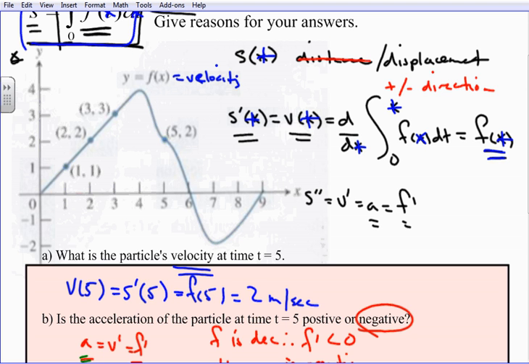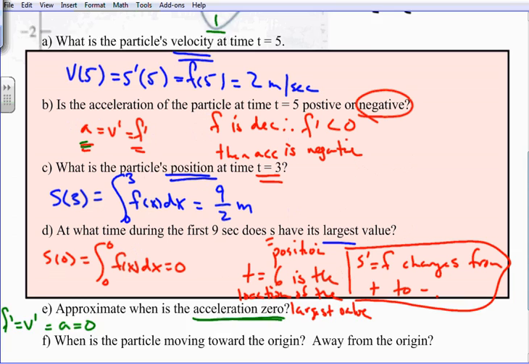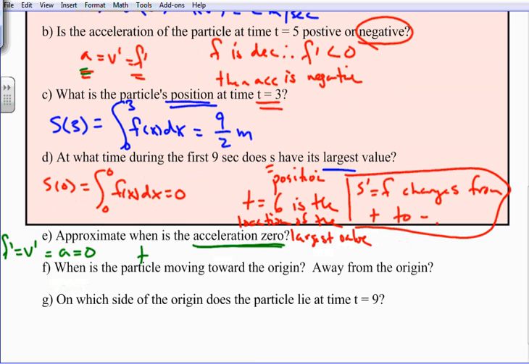Well, it appears that right here we have a slope of 0 because that's a max. And it appears that we also have a 0 there. It also appears to be a max as well. So we have a max right there, at 4 and at 7. So when t equals 4 and when t equals 7, the acceleration equals 0, and that's when f prime equals 0.